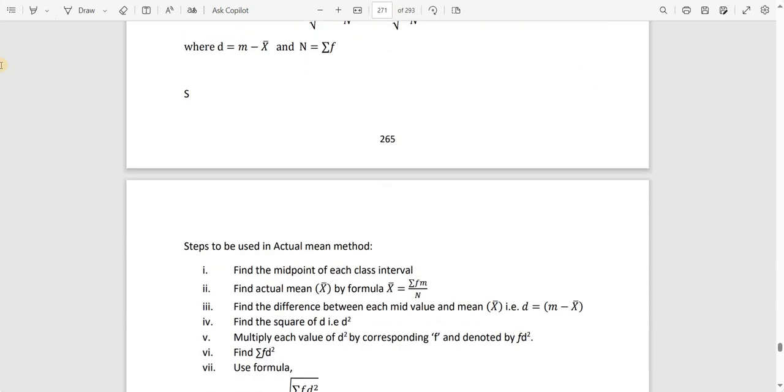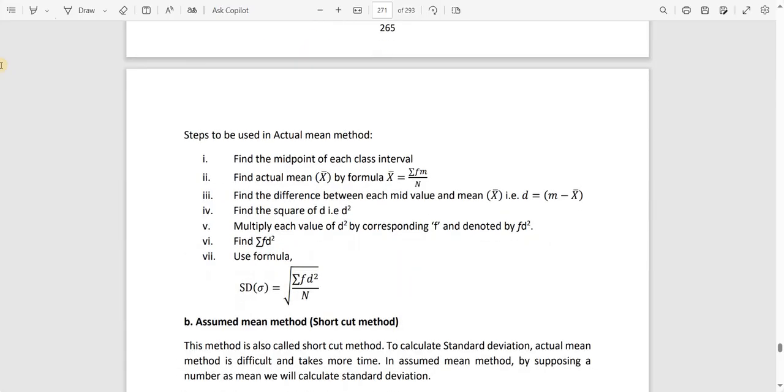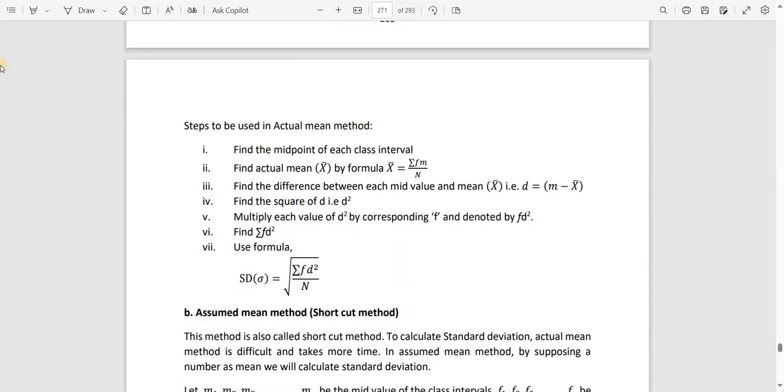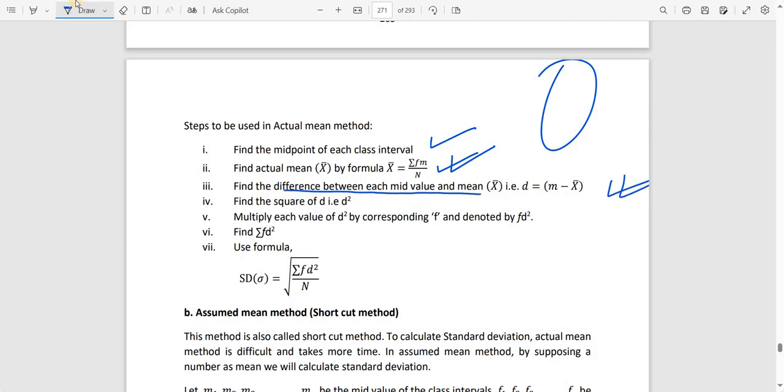Then the step is to find the midpoint of each class interval. This will give the actual mean of the whole data. Then find the difference between each mid value and the mean, and that is d. Now square d, multiply the squared d by the frequency, sum the frequencies, and this gives our standard deviation.